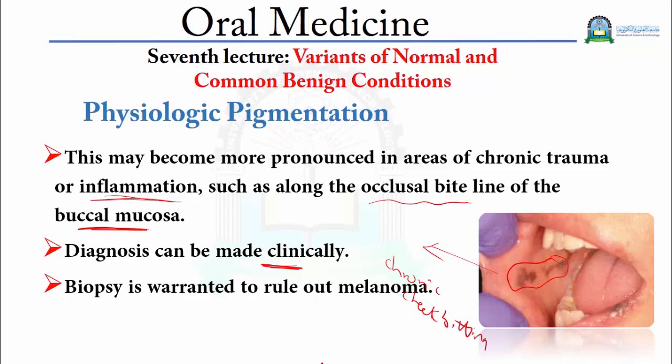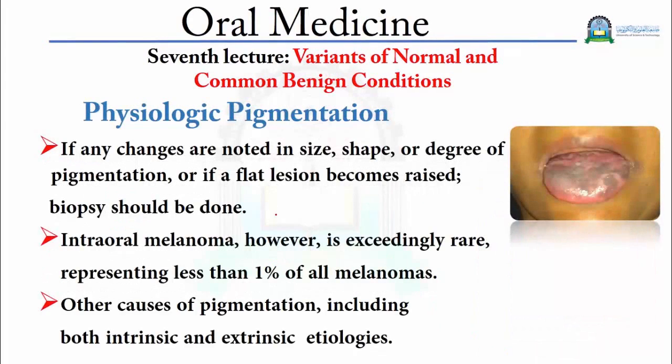Biopsy is warranted to rule out melanoma. The most important differential diagnosis of pigmentation in the oral cavity is melanoma, which is a malignant lesion. This malignant lesion arises from the melanocytes, and it is a serious lesion treated as a cancer. Melanoma is most commonly presented in the skin.